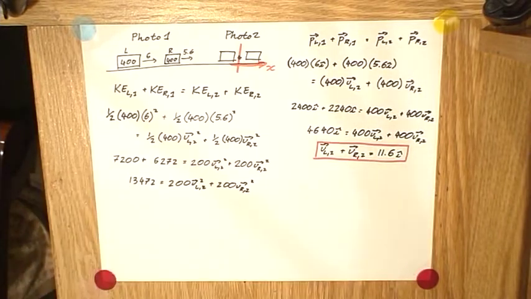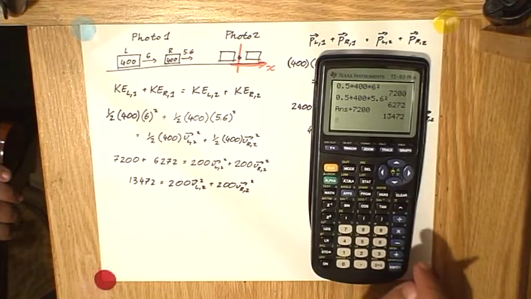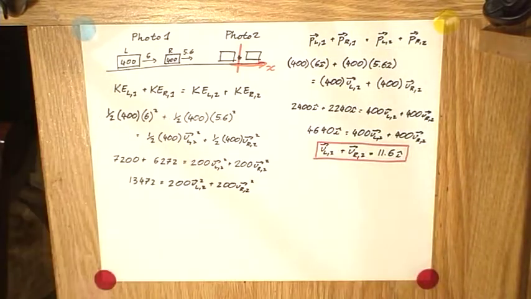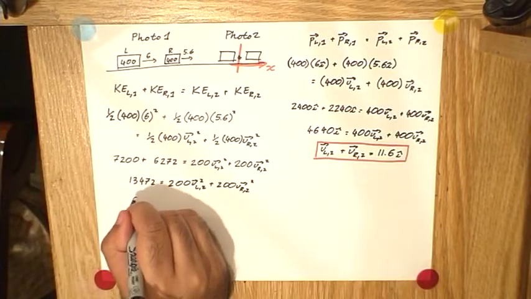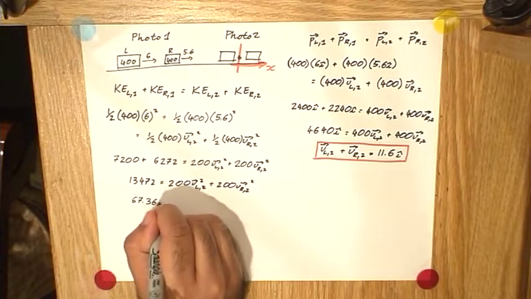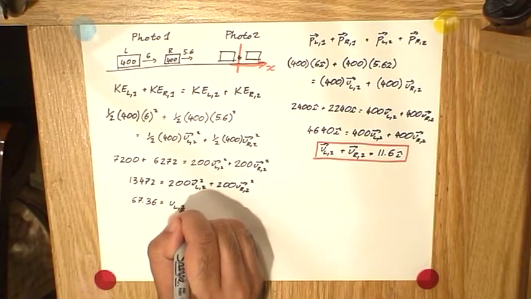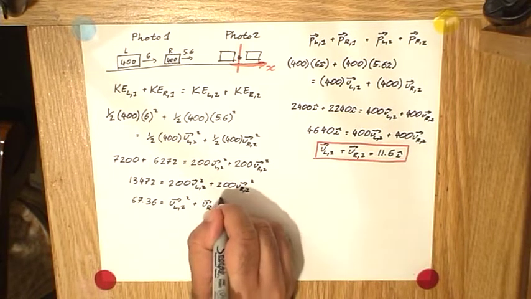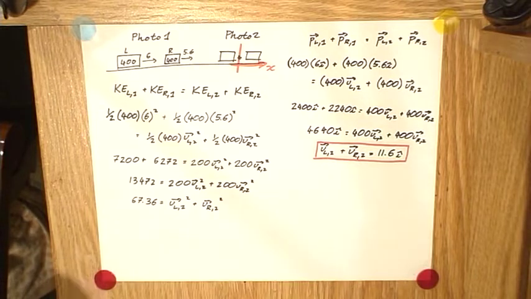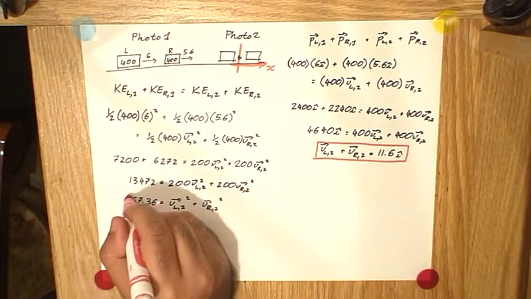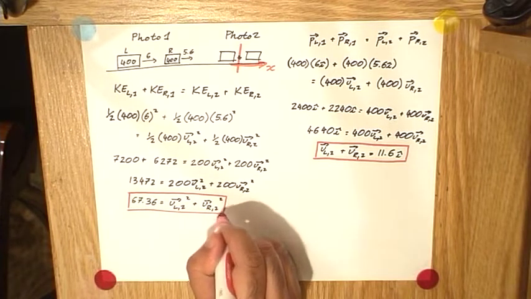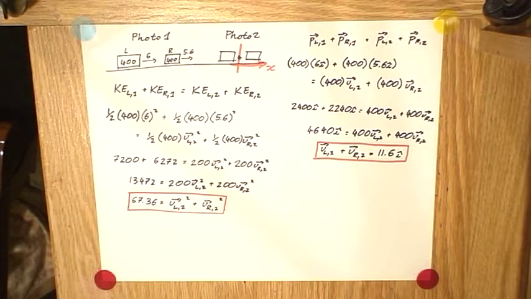Next, let's divide everything by 200. 13,472 divided by 200 gives us 67.36. 67.36 is equal to velocity of the left car squared plus velocity of the right car squared. Okay, and this is as simple as we can make this equation. This is the relationship that conservation of energy tells us must exist between these two cars in this elastic collision.